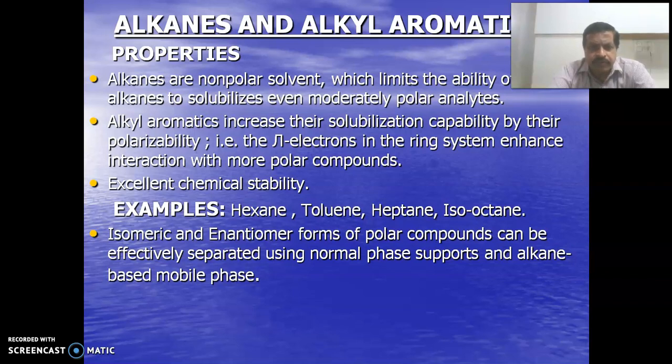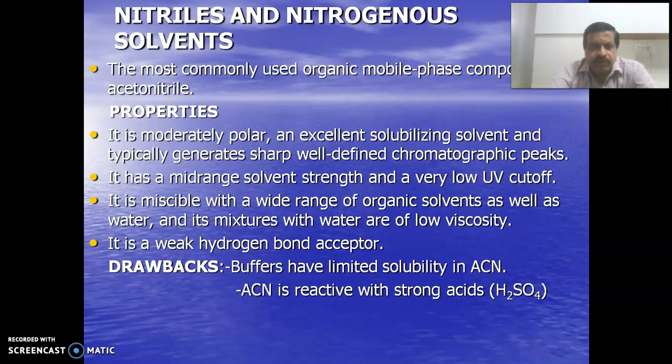Alkanes and alkyl parameters, where the different solvents we can use are hexane, toluene, heptane, isooctane. Isomer and enantiomer forms of polar compounds can be effectively separated by normal phase supports and by the alkane based mobile phases.